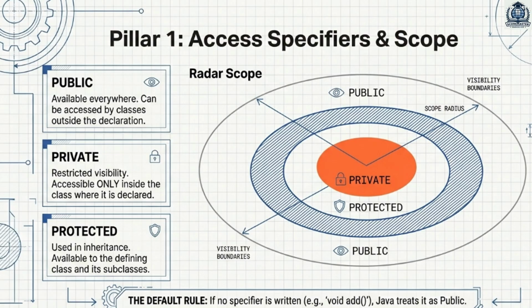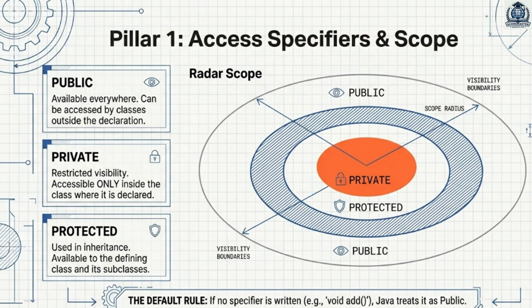Access specifiers and scope. The rules that decide how exposed or protected your class members are. Ignore this, and you don't have encapsulation. You have chaos. Public, maximum exposure. Accessible from anywhere. Inside the class, outside it, even from other packages. Use it only when something is meant to be used globally.